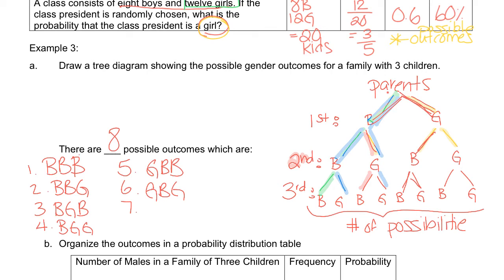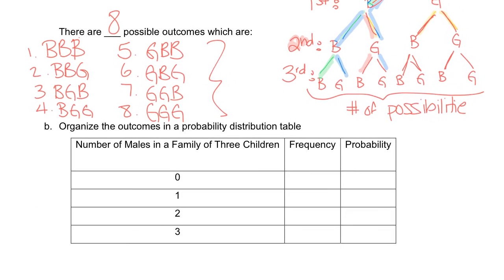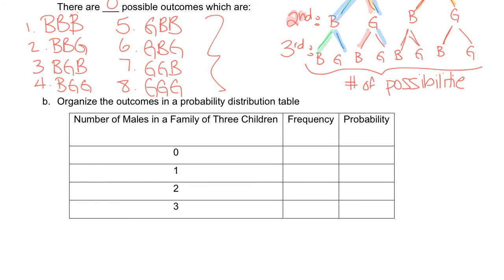My seventh would be girl, girl, boy. And my eighth would be girl, girl, girl. Okay, so these are all our 8 possibilities for a family with 3 children. So now we're going to take a look at the distribution table for these different possibilities, so like our desired outcome, you can say.